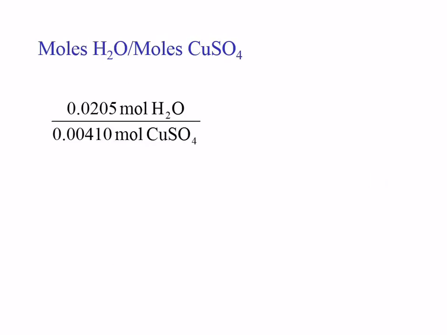So we put that 0.205 moles. No, darn it, did I say it wrong? We put that 0.0205 moles of H2O over 0.00410 moles of CuSO4. And hopefully it's about an integer. If you don't get an integer, I've done something wrong. And this one ends up being, with 3 sig figs, 5.00 moles of H2O per mole of CuSO4. And that's our X. That is totally our X.